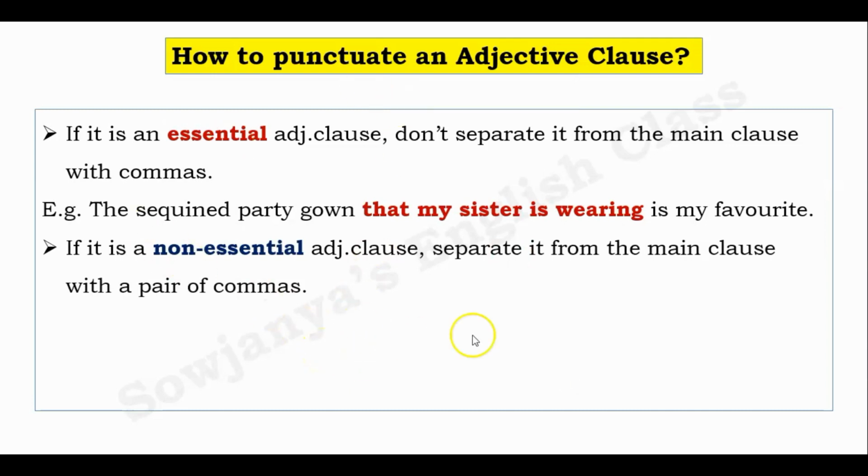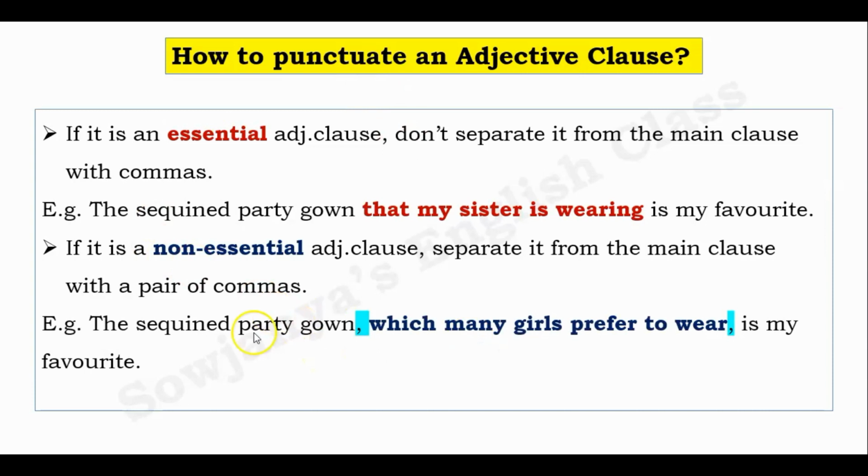a pair of commas. For example, the sequin party gown, which many girls prefer to wear, is my favorite. The sequin party gown here implies a general sequin party gown, not in particular, which many girls prefer to wear. So this adjective clause generalizes this particular independent clause. In that way, it becomes a non-essential adjective clause. So it should be separated with a pair of commas. That is how you punctuate an adjective clause.